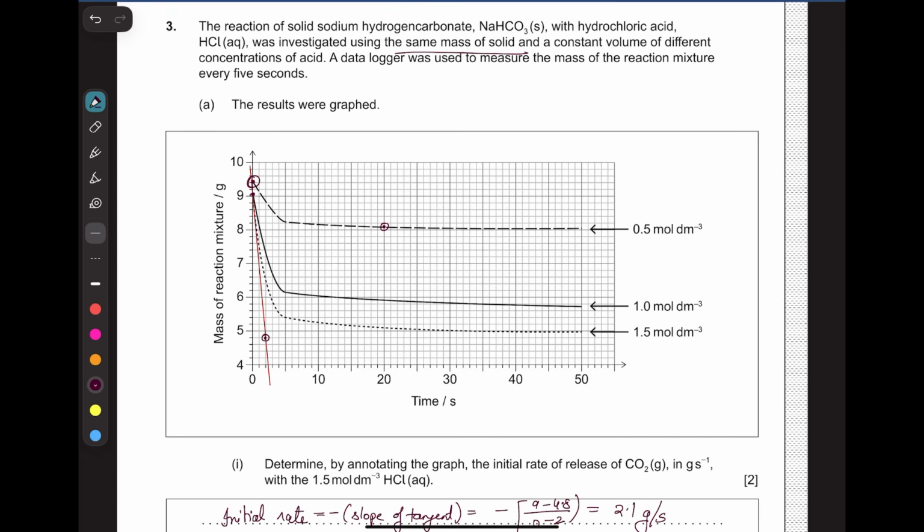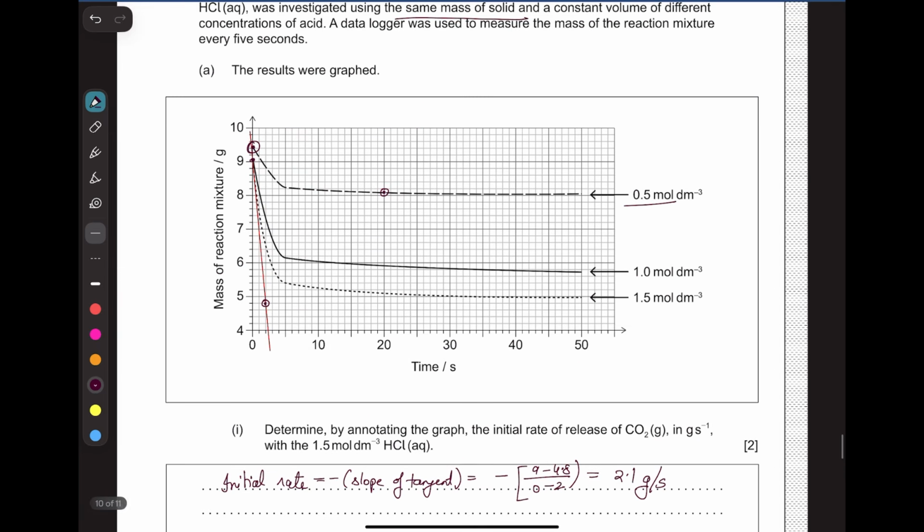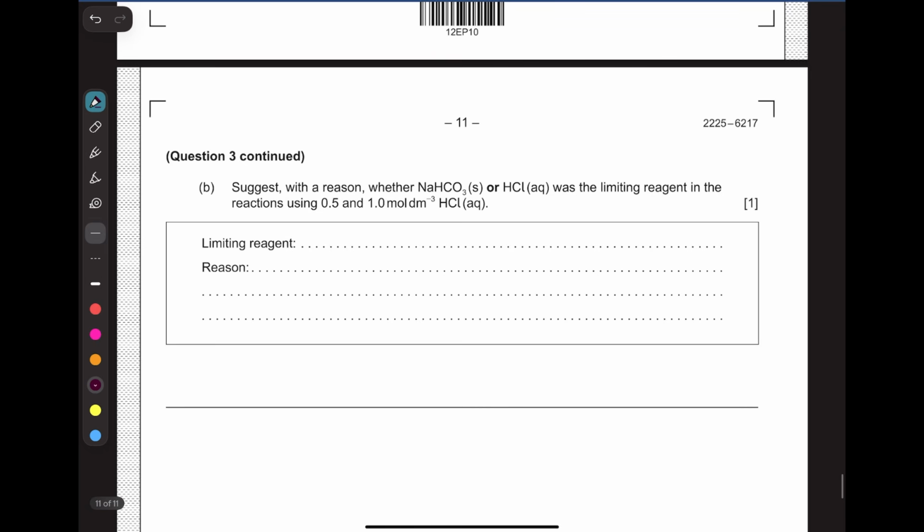So between 0.5 and 1 mol, you're only changing the concentration of HCl. You're doing nothing to NaHCO3. But you see, more CO2 will be produced, because the mass of the reaction mixture decreases. That means CO2 has been produced. So HCl is judging how much CO2 will be produced. So HCl is the limiting reactant. Okay, so limiting reactant will be HCl.